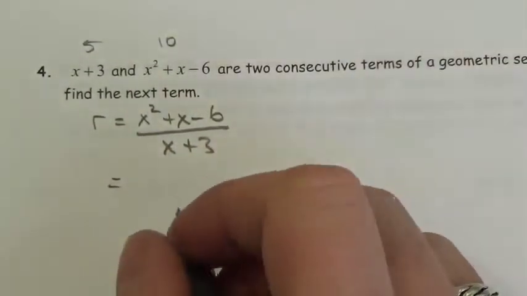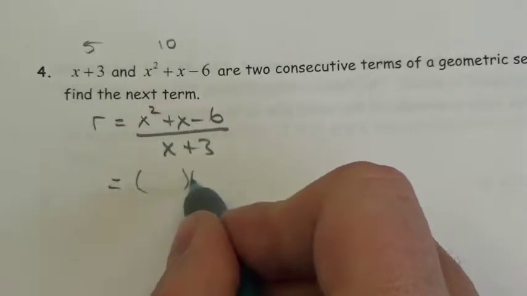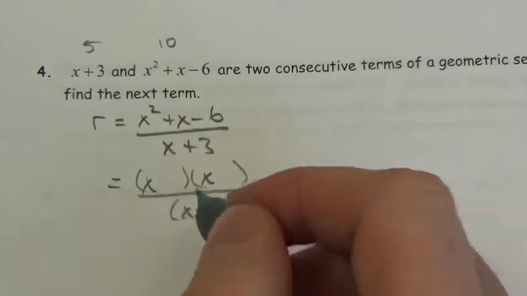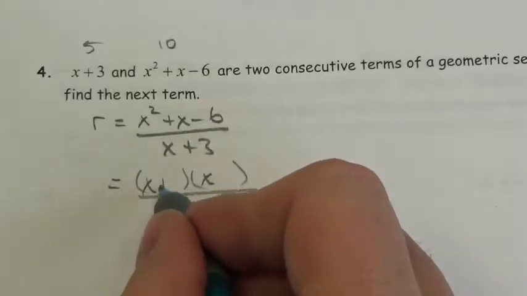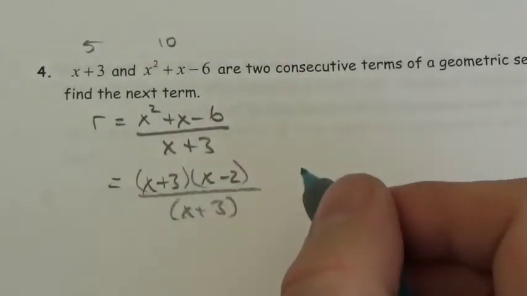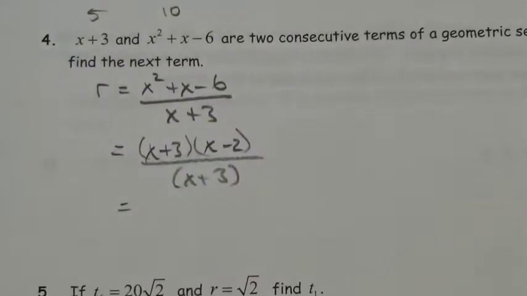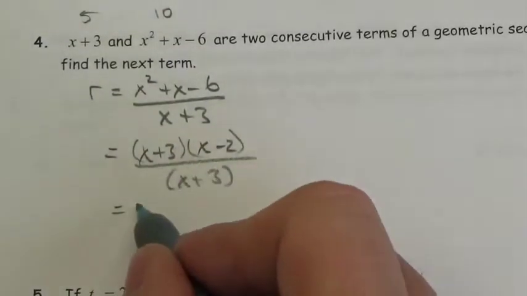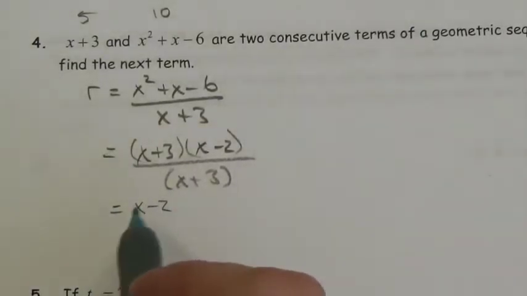Now, in the course that we're in right now, in particular, as soon as you see that x squared plus x minus 6, you should know that you're going to have to factor that. Okay, this will be x, this will be x. And to get a sum of positive 1, where the product is negative 6, this is going to be plus 3, minus 2. Oh, well, x plus 3 divided by x plus 3 is going to be 1, so long as x isn't equal to negative 3. Okay, but that'll be 1, which will cancel and leave me with x minus 2. So that's my common ratio. Now, granted, I don't know exactly what it is in terms of a number, but that's the expression that it has to be.